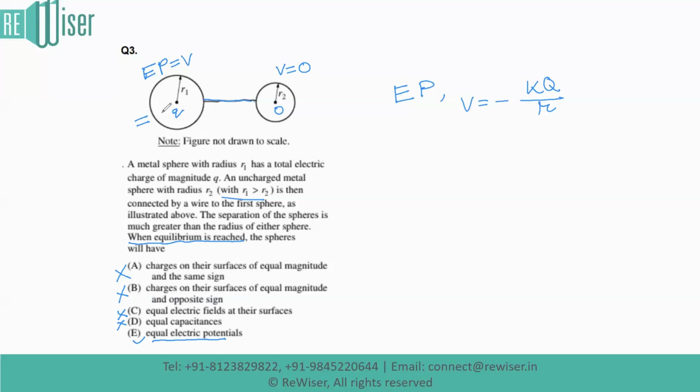Why will the charge flow from here to this sphere? In order to make sure that they have reached equilibrium. How do they reach equilibrium? By making sure that V1 is equal to V2. That means this sphere will share some charge with this sphere, which has no charge, so that they come into equilibrium by having equal electric potential. So this is the correct answer. Thank you.